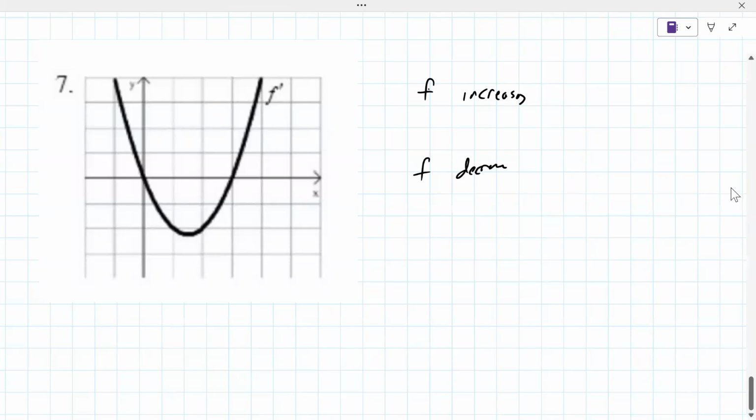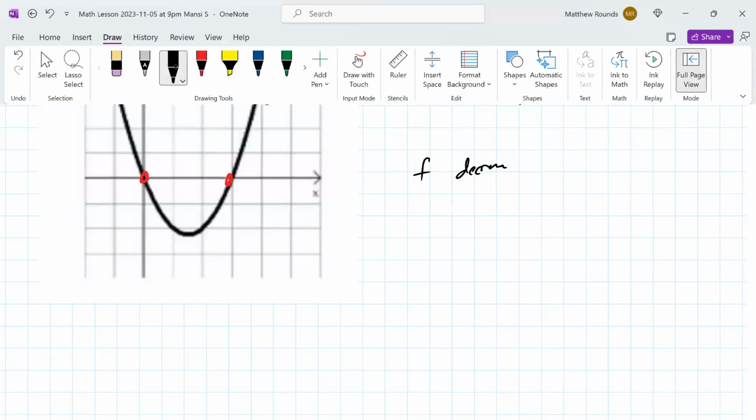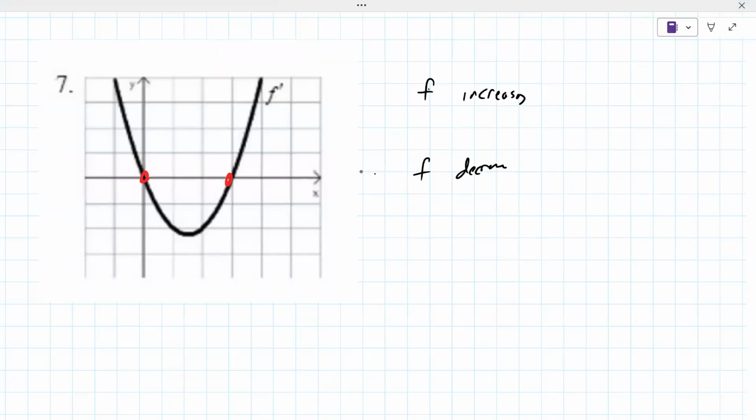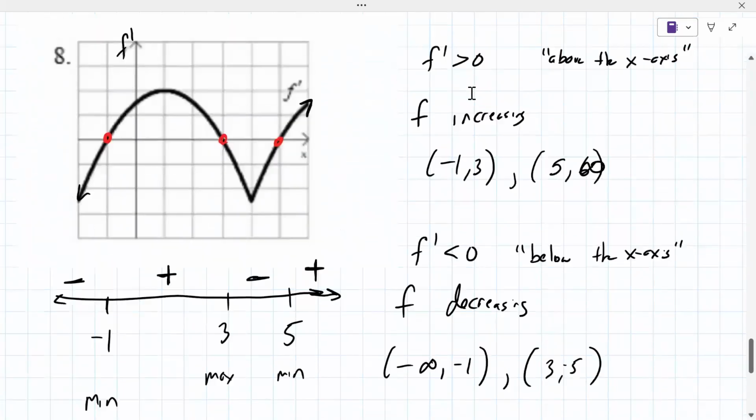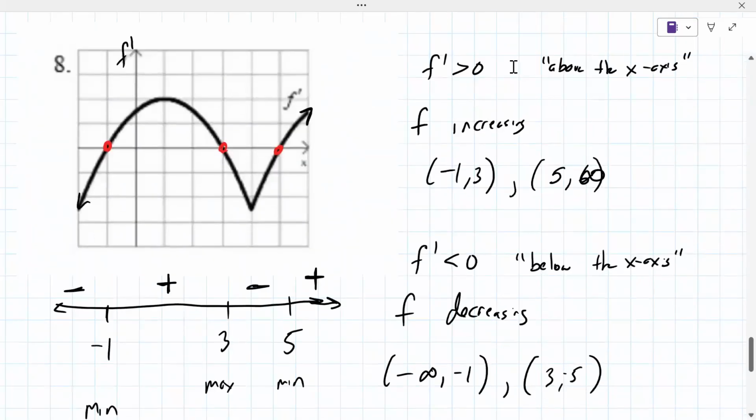What is 0 and 3? Is it increasing or decreasing? It increases. Let's go back and look at the rules. It's increasing when the derivative is above the x-axis. It's decreasing when the derivative is below the x-axis.